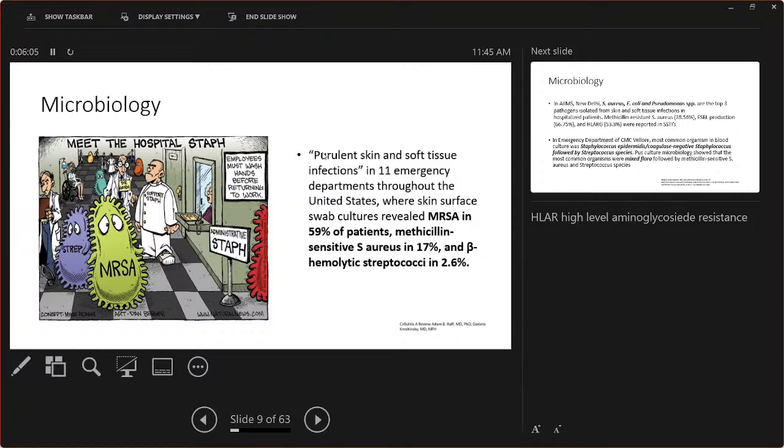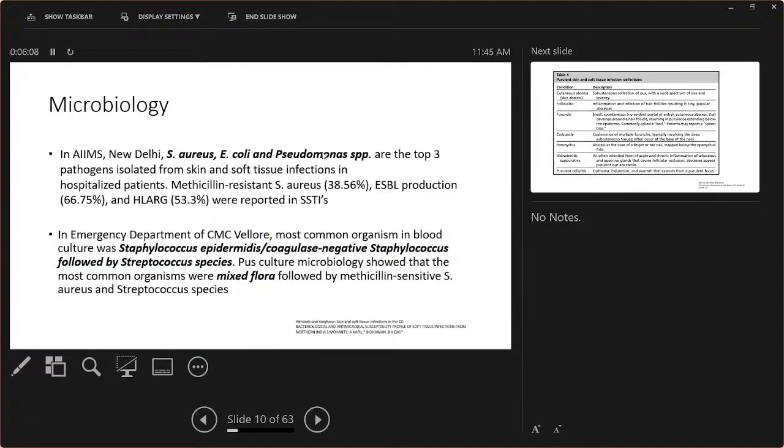In the United States, the most common cause is MRSA, and after that is methicillin-sensitive Staph aureus, followed by beta hemolytic streptococci. In our institute, AIIMS New Delhi, there was a study done in skin and soft tissue infection in hospitalized patients, not just ED, where they found that the most common was MRSA, being 38%. The most common organisms were Staph aureus, E. coli, and Pseudomonas. In Staph aureus, 38% was MRSA. Actually, this is the highest in India.